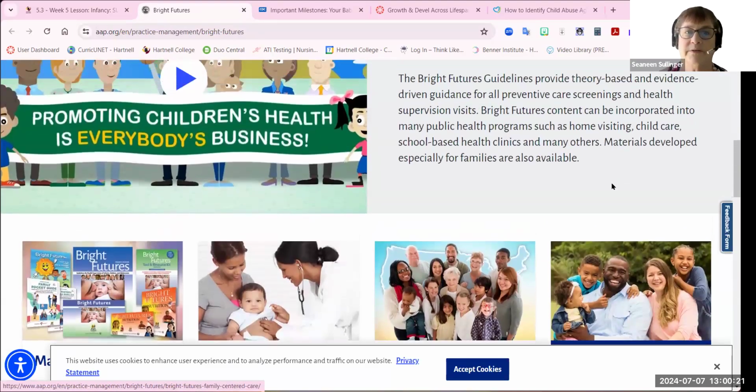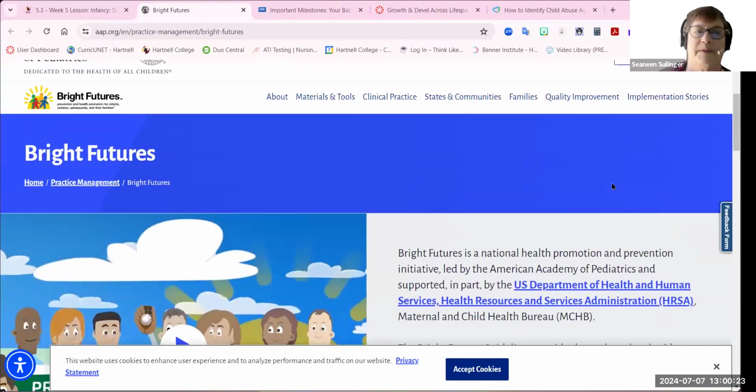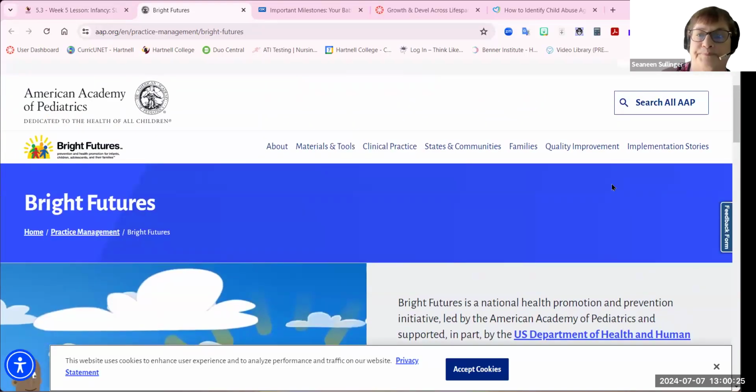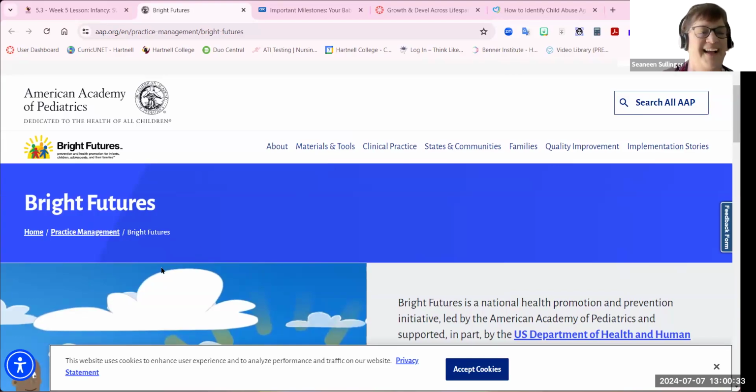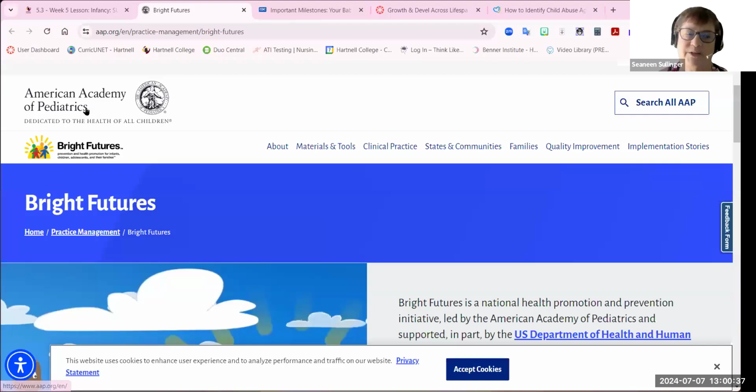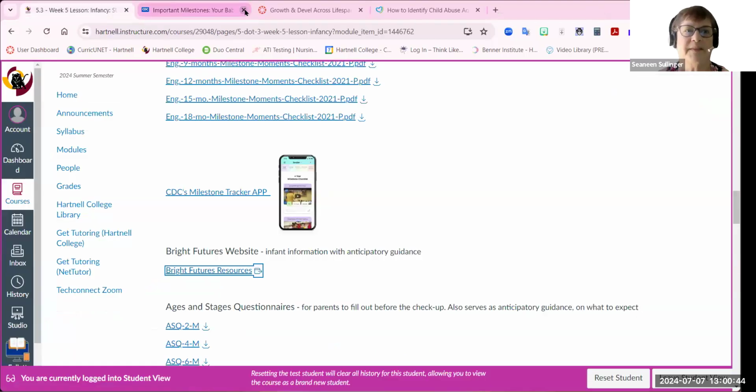That's usually the good place to go, is families. Well, they charge you for the materials and tools, so I don't really like that. But this is from the American Academy of Pediatrics, so it is a good reputable source for you. And that's why I like to use their nutritional guide.